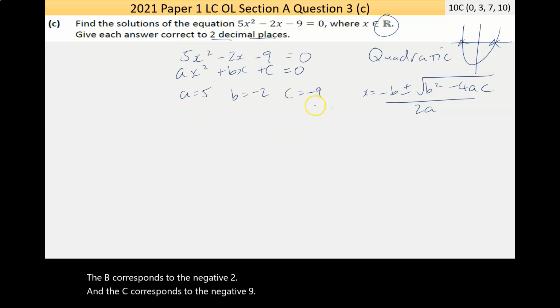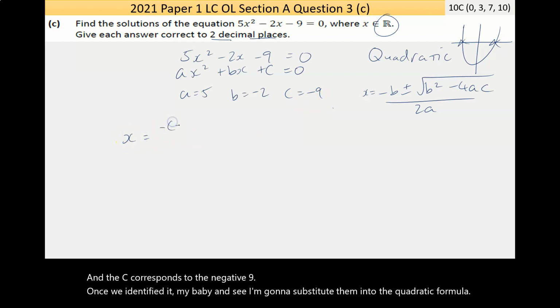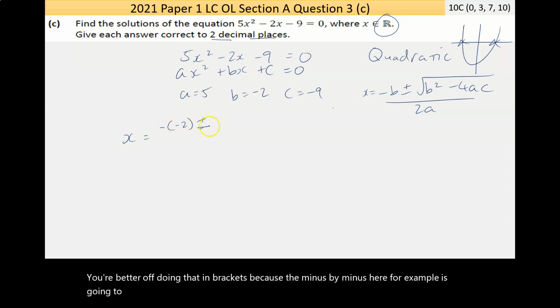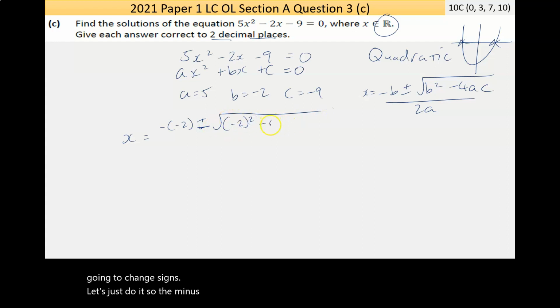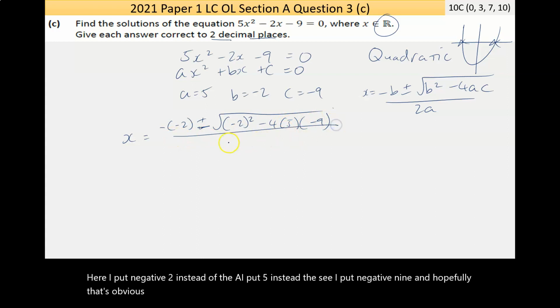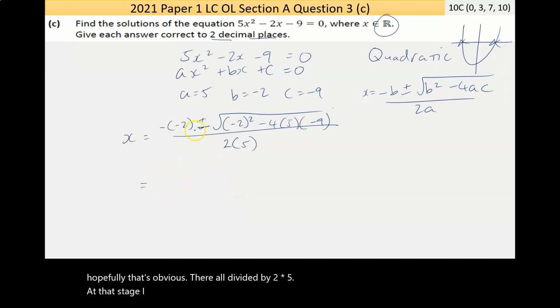Now, once I've identified my A, B, and C, I'm going to substitute them into the quadratic formula. We're better off doing that in brackets because the minus by minus here, for example, is going to change signs. Let's just do it. So the minus 2 squared minus 4 times 5 times negative 9. So all I'm doing there is, instead of the B here, I put negative 2. Instead of the A, I put 5. Instead of the C, I put negative 9. And hopefully that's obvious there. All divided by 2 times 5.